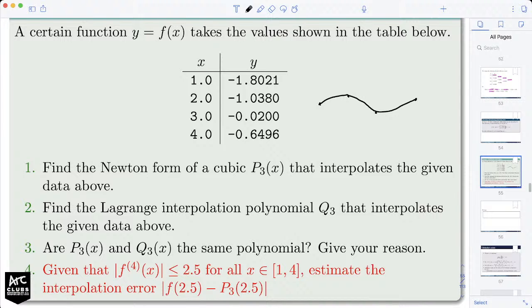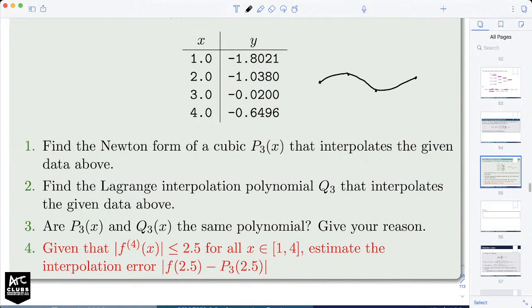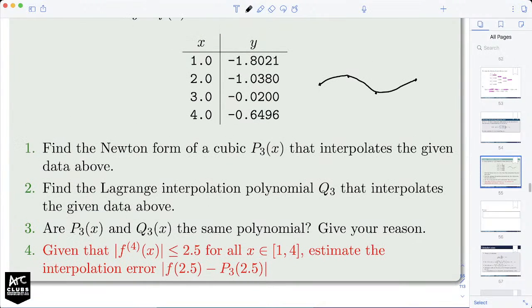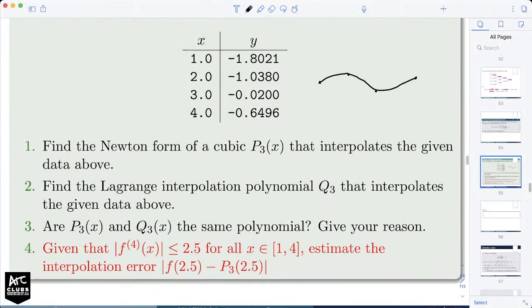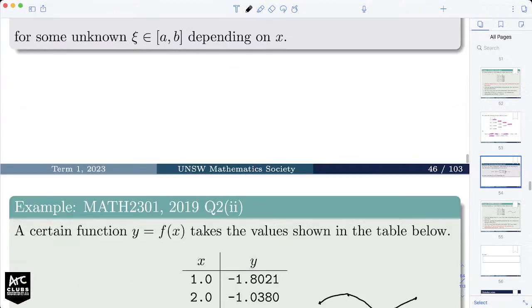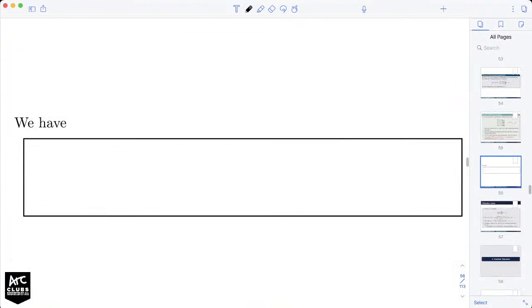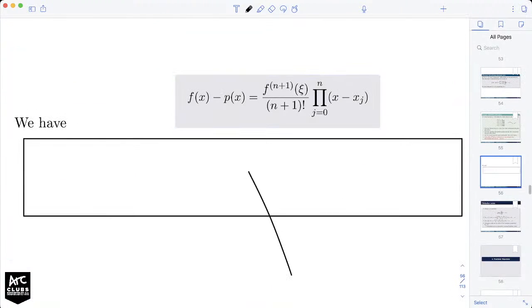Now let's go back on track, and I realize we're a bit low on time, so I might move through a bit faster. So given this value over here, estimate the interpolation error. What we're doing in this question is just applying this formula here directly. So we have a cubic, so obviously it's 3 plus 1, 4 times continuously differentiable. And what I might do is just go ahead, screenshot this, and copy that down across onto this slide here. So you can see how that lines up.